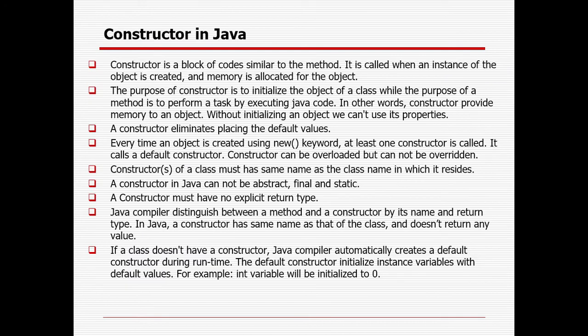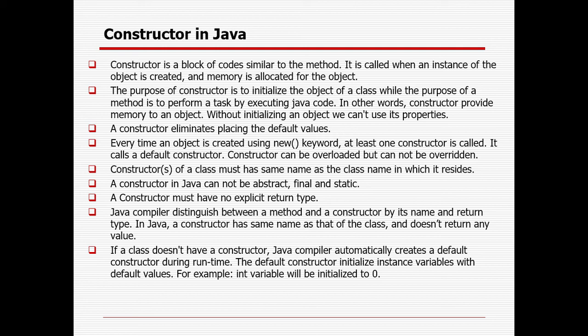The next one is constructor. What is a constructor in Java? A constructor is a block of code similar to methods. It is called when an instance of the object is created and memory is allocated for the object. You already know that whenever you create an object, you need to use the new keyword. In case you are not adding any constructor, by default as and when you use the new keyword, a default constructor will be created and memory allocation will be done immediately. That is called a constructor.